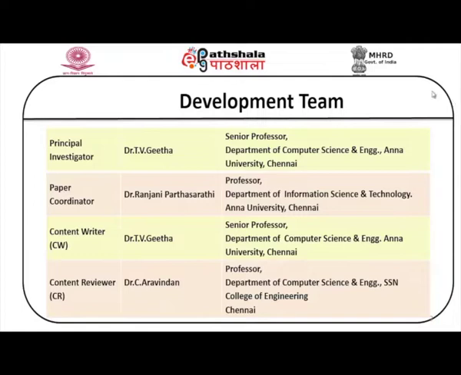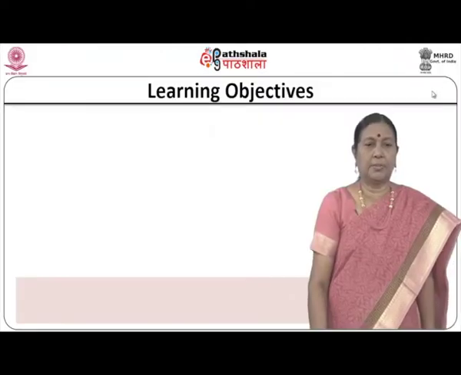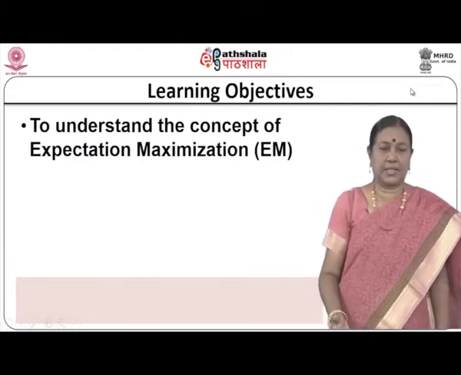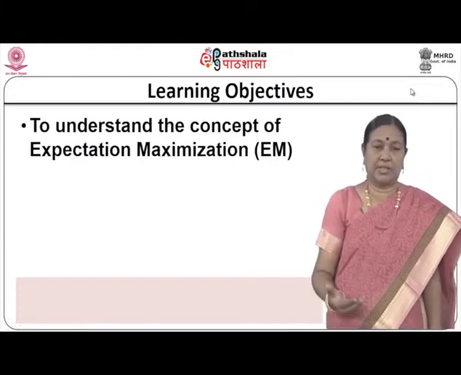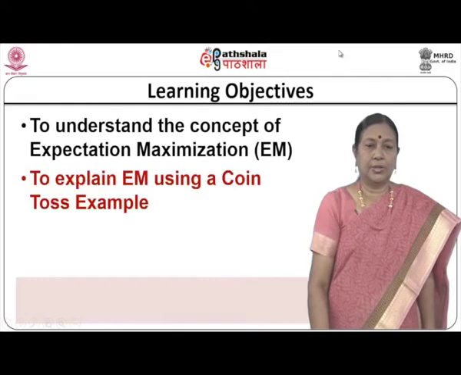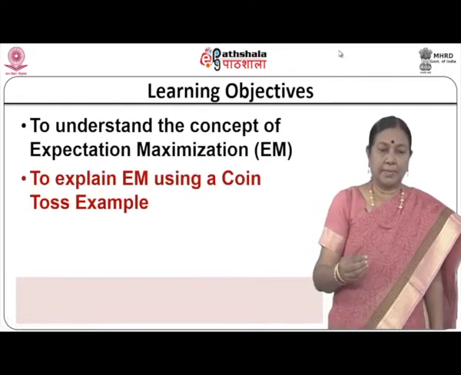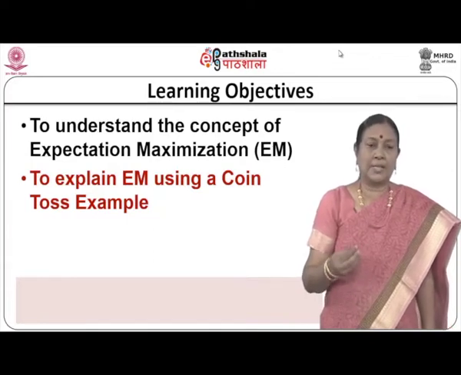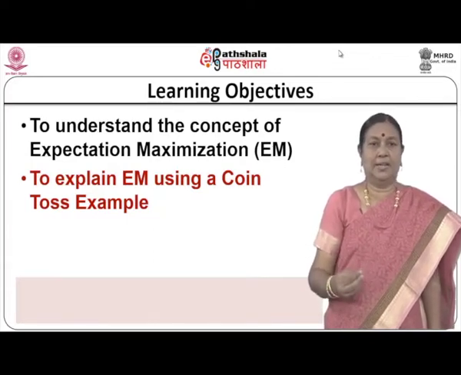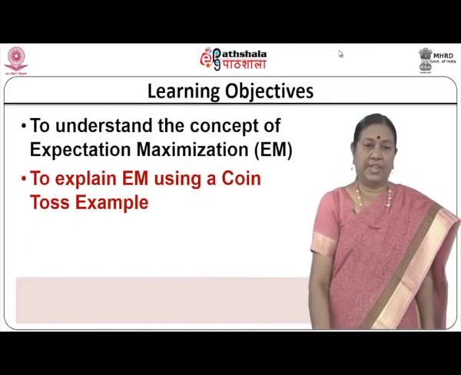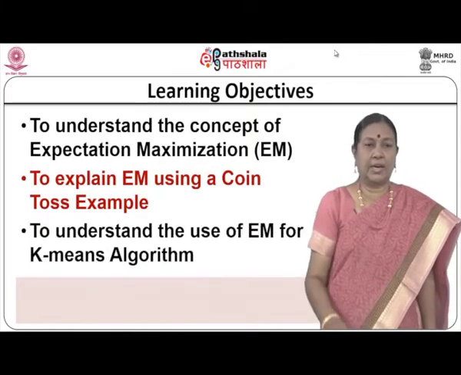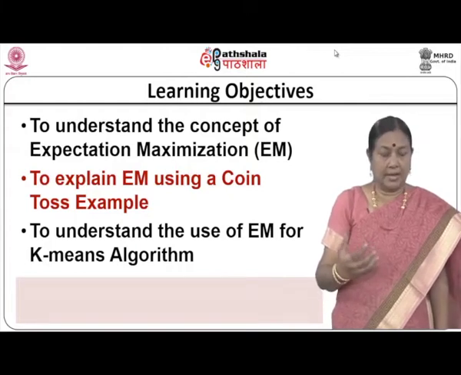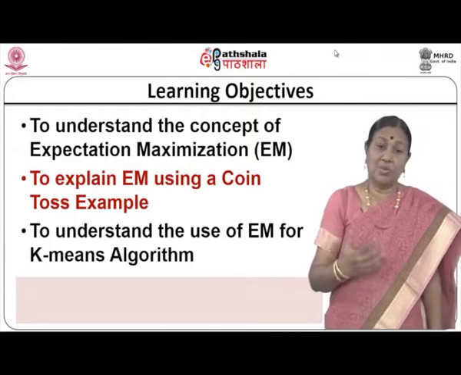Now, let us look at the learning objectives of this module. The learning objectives are to understand the concept of expectation maximization, or EM, then to explain this EM algorithm using a simple example, a coin toss example. This example will help you understand the complete mechanism of EM, and then to understand the use of EM for a more complex problem, the K-means algorithm using Gaussian mixtures.